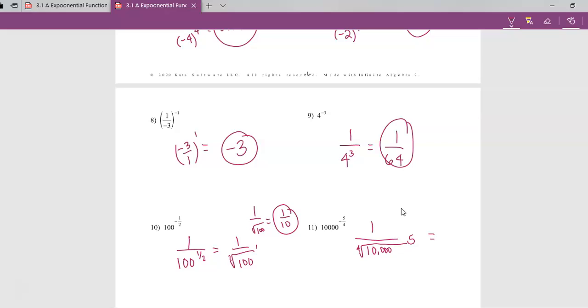But if I just take 10,000 and take the 4th root of it, you're going to get 10. So the 4th root of 10,000 is 10, but then it's still raised to the 5th power. And 10 raised to the 5th power is going to give you 100,000. So this is 1 over 100,000.